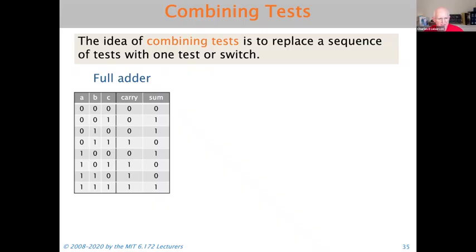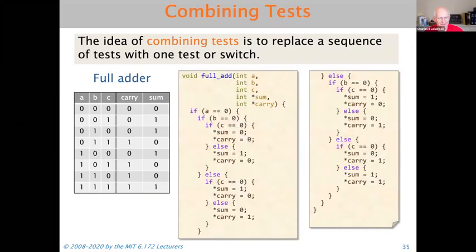Here's the code that was being used to encode this table. So here's a full adder. It has 3 inputs, and it's going to produce 2 outputs, as writable output values. It says, if A is 0, then if B is 0, then if C is 0, then the sum is 0 and the carry is 0. Otherwise, meaning C is 1, then the sum is 1, the carry is 0, and so forth.